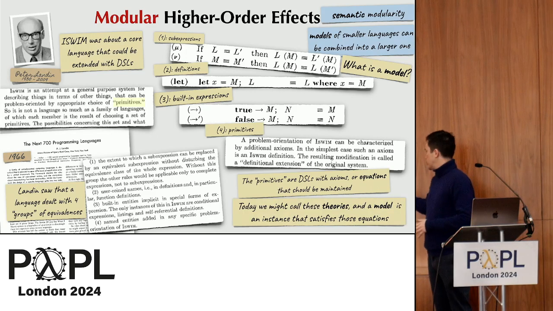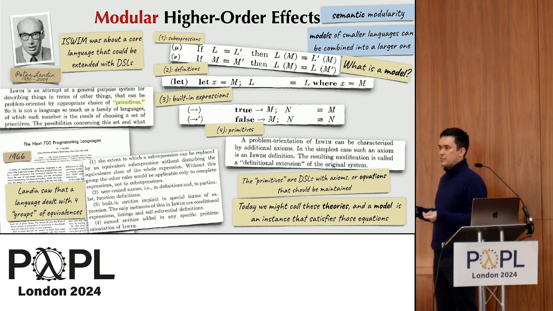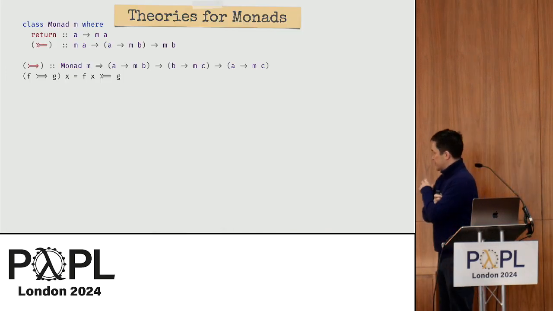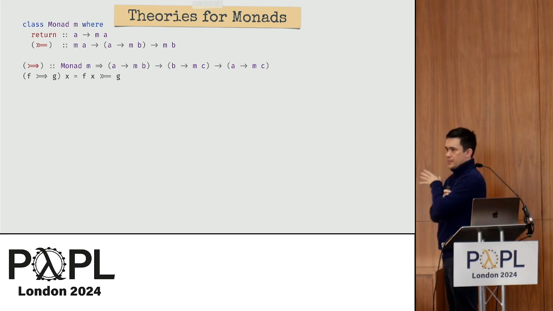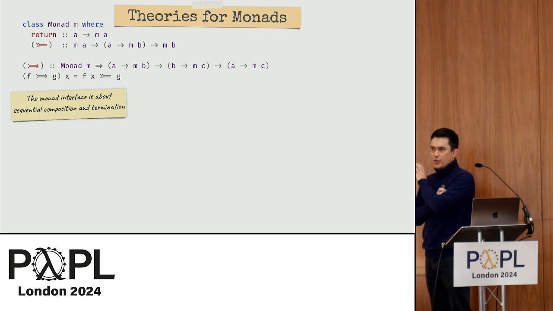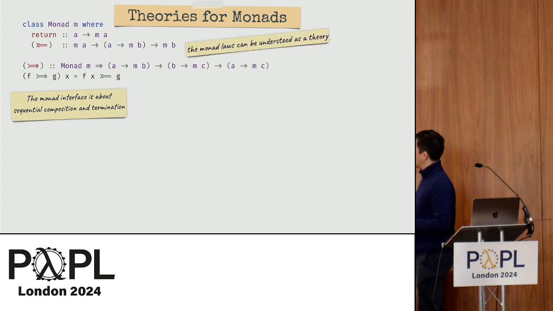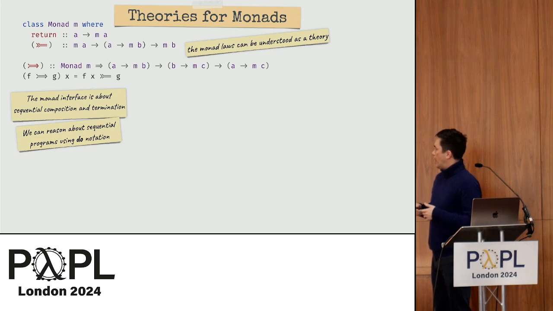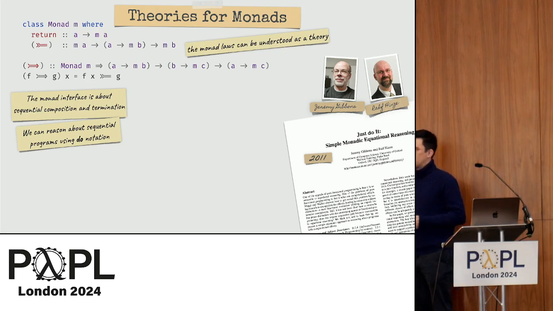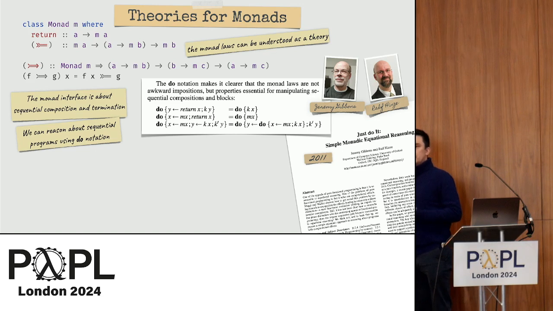In today's language, we might call these equations theories, and particular instances of this theory is what we would call a model. So that's where the idea of models comes from, at least in CS. And so we have things like theories for monads. So the theory for monads says that we've got this interface, which is going to be the return and the bind operation. And the monad laws are things that we can understand as the theory that supports how monads should interact. And Gibbons and Hinze have a nice paper that talks about how you can use the do notation as the way of explaining those theories.